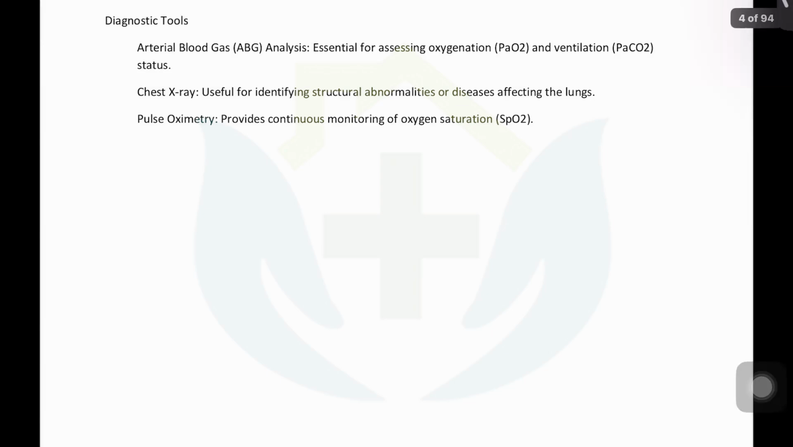It can only show oxygen. It cannot tell you anything about carbon dioxide. That is the inherent drawback of pulse oximetry, that it can only tell you about oxygen.